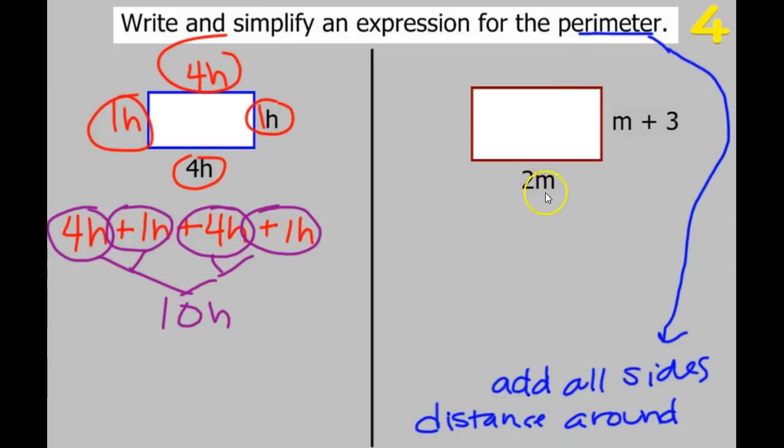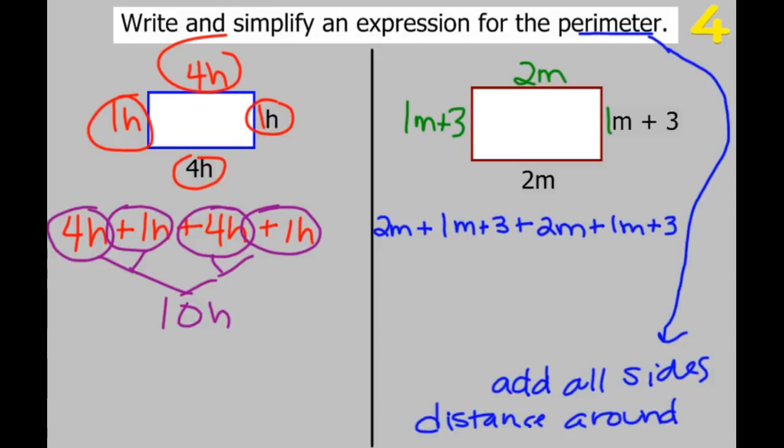On this side, a little bit more tricky because we have more than one term here. The bottom's 2m, the top is 2m. If the right side's 1m plus 3, the left side is 1m plus 3. So if we write this all out, we have 2m plus this piece, which is 1m plus 3 plus 2m plus 1m plus 3. You can see here's one side, the next side, all 4 sides are there. If you wanted to put these in parentheses for these sides, you could, but there's nothing that you're multiplying it by, so you really don't need to.